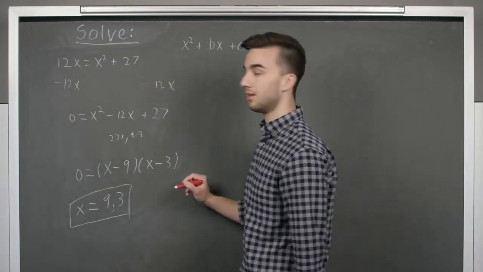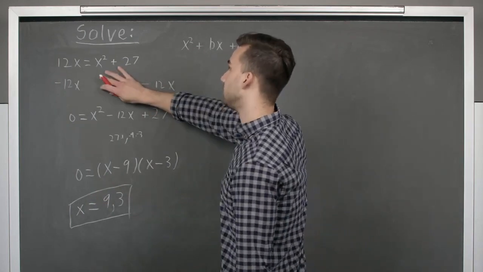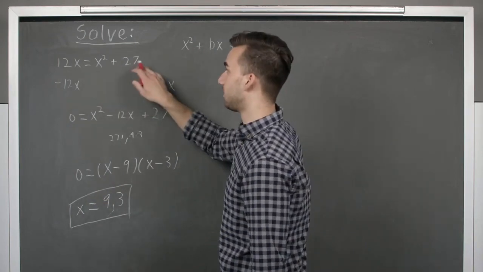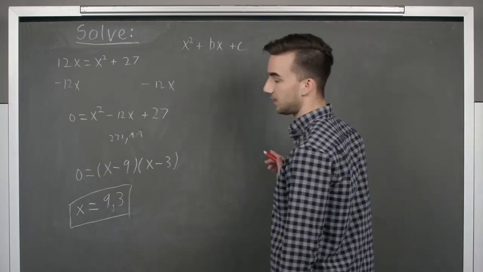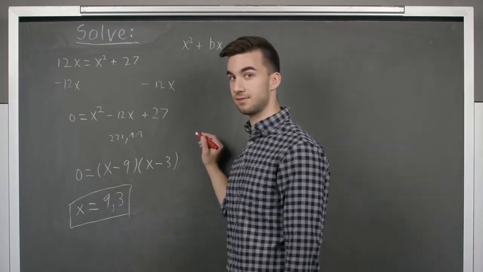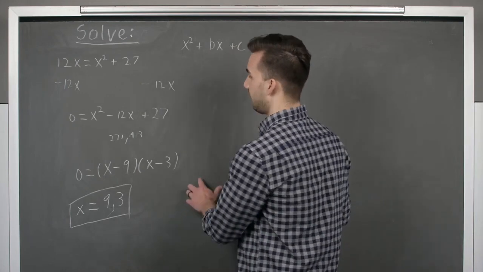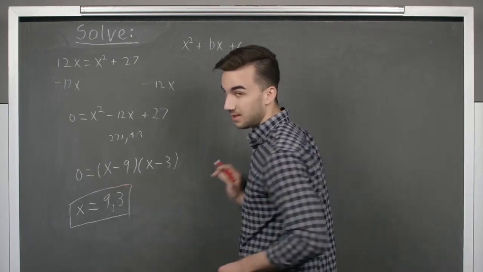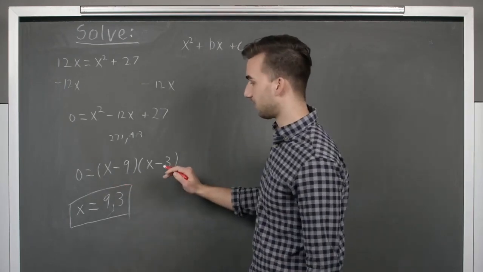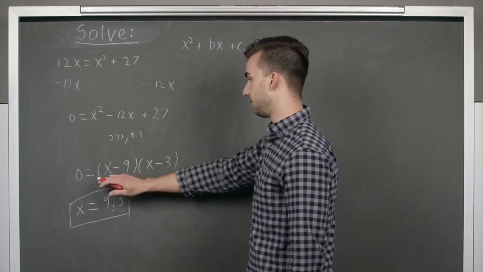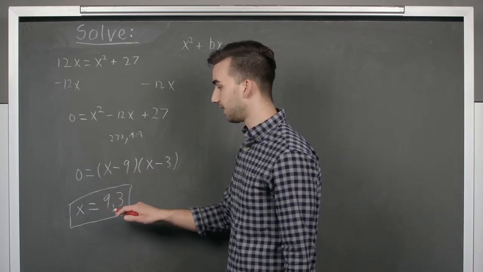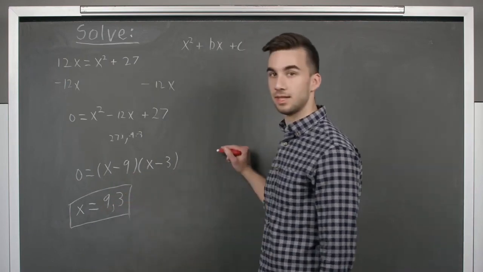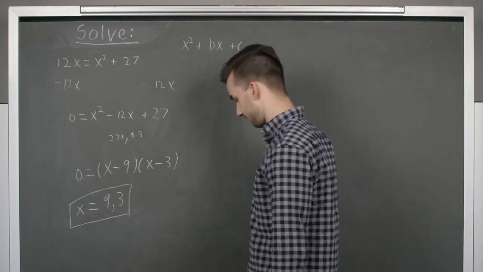Once again, we just set one side equal to 0, and I got the trinomial into this format, x squared plus bx plus c, which is what we know how to factor from earlier lessons. And then we factored it, and once we did that, the answers are whatever make this right side equal to 0, and that was 9 and 3. So let's do some more examples.